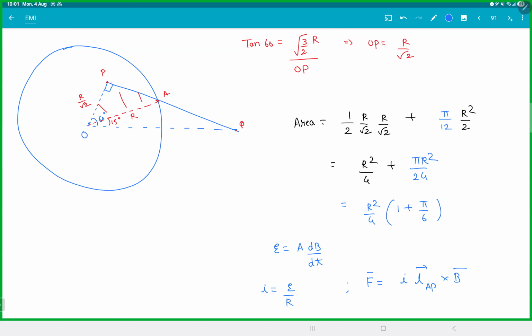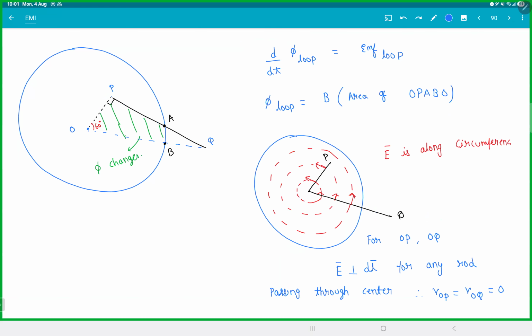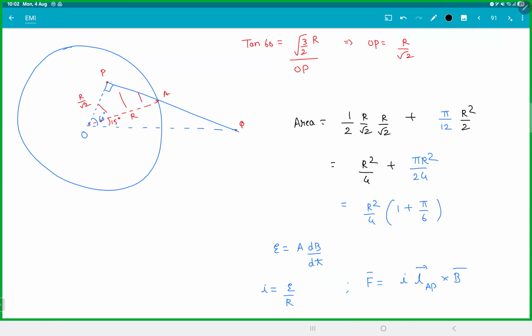Clear with this? So the main thing is figuring out how to get the EMF only in that PQ rod. This is the main catch. Since E is perpendicular to the length, there will be no potential difference across the OP rod and the OQ rod. Whatever potential difference you get is only in PQ. After that, it's all geometry. All clear with the shapes? Got this? Next one.